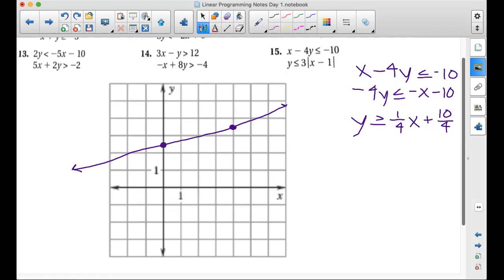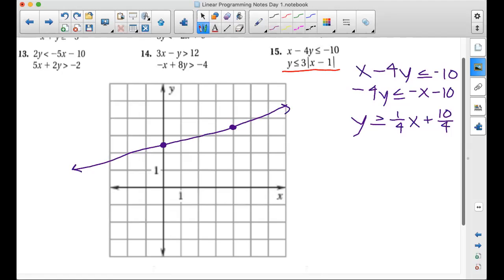And why is my line a straight line here? Or a little curvy, but why is it a solid line? Ava? Because it's greater than. Yes, is equal to makes this line solid. Good.